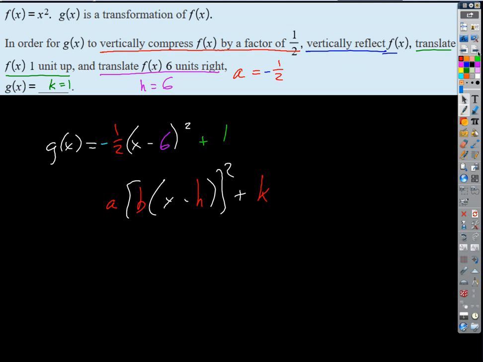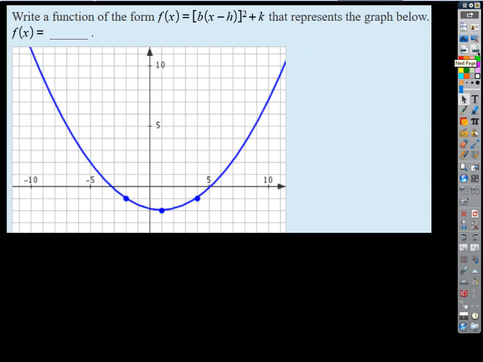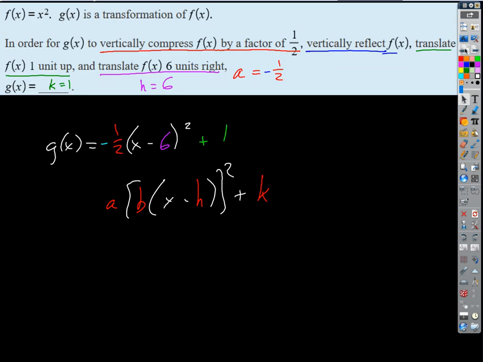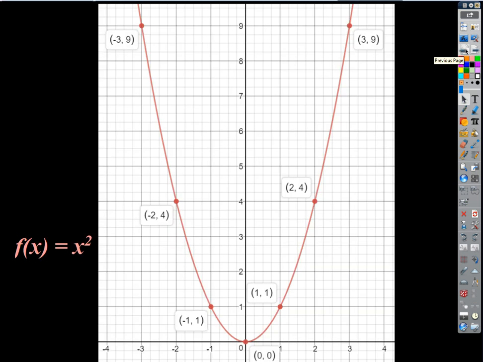What about one like this? Okay, now this time, we're given a function and we want to write the function in this form. Okay, now this one probably would make sense for us to just step back for a second and let's take a look at what the parent graph looks like, because this is a new parent graph for us.